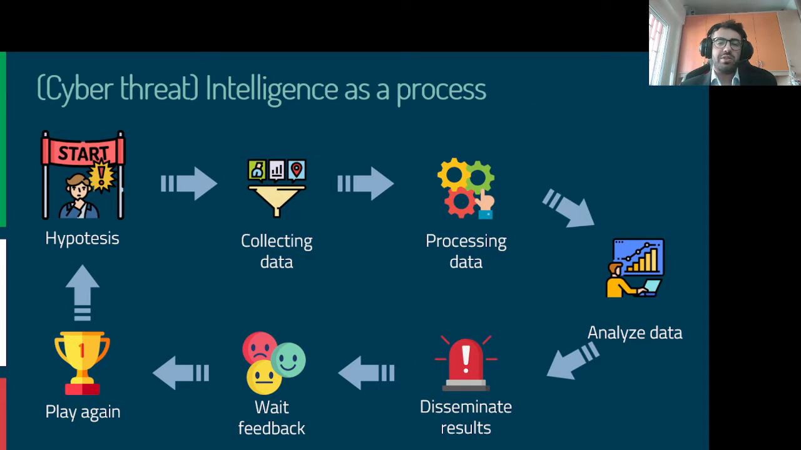CTI, or Cyber Threat Intelligence, can be seen as a circular process. The process starts with a hypothesis or question, such as: I've been compromised, there is an alert in a SIEM, how can I prevent attacks? Or I have read a bulletin or an intelligence report. The second step is to collect data. Reliable data can be found from OSINT, CLOSINT, social media, dark web, Telegram, or simply Googling.